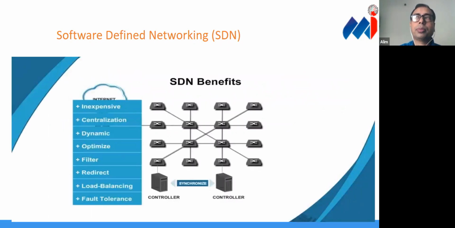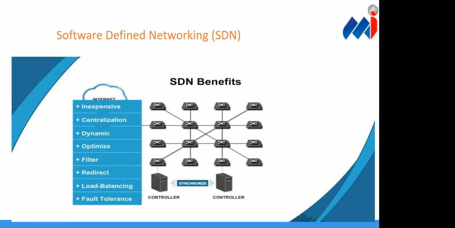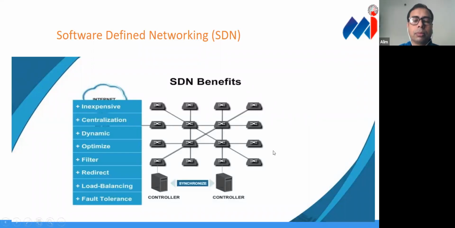So what does SDN look like? In this diagram, you can see there is a network and they have different connectivity and they are connected to a controller. Okay, there can be more than one controller for redundancy, but at least one controller is required. This controller is used for centralized monitoring and enforcing different policies.